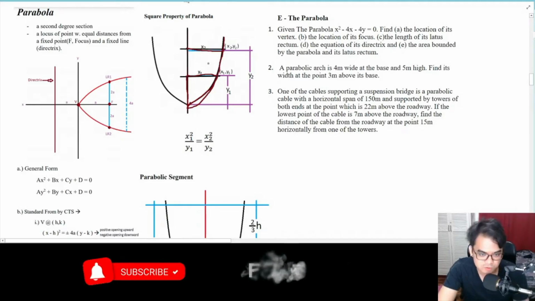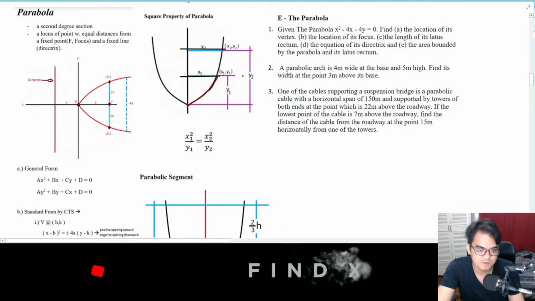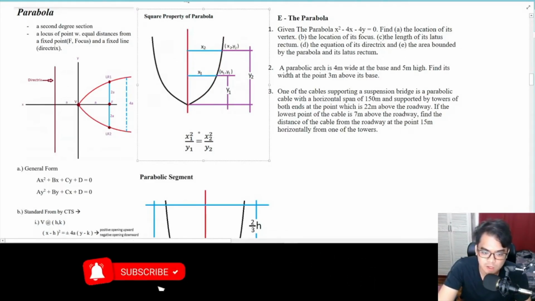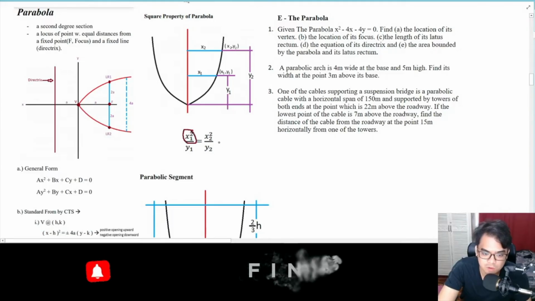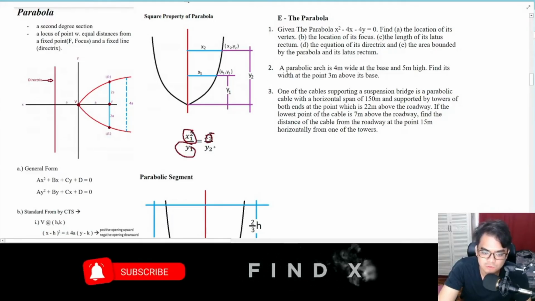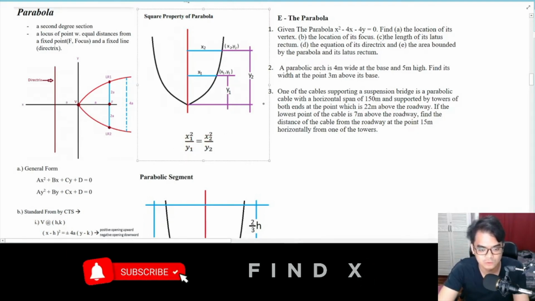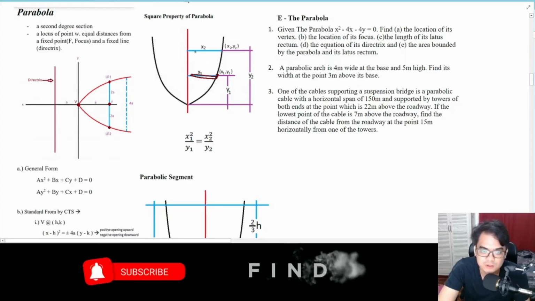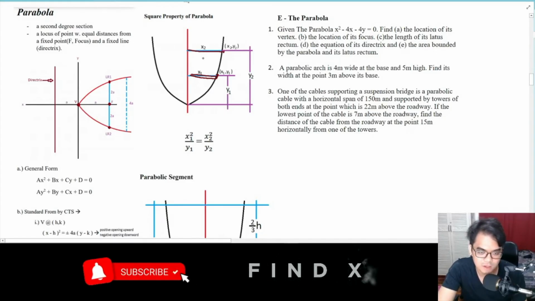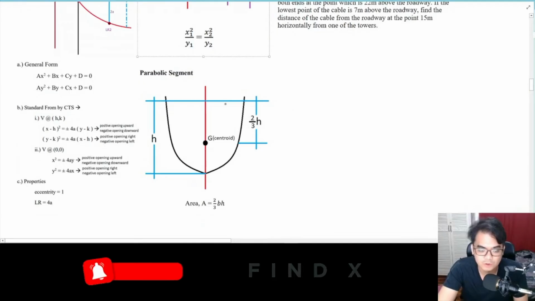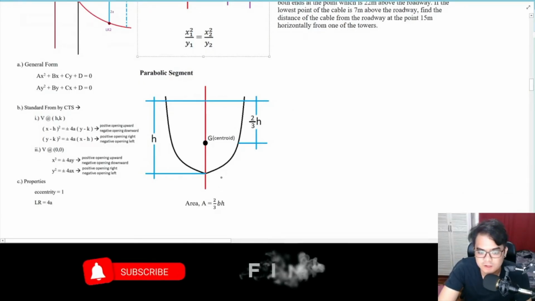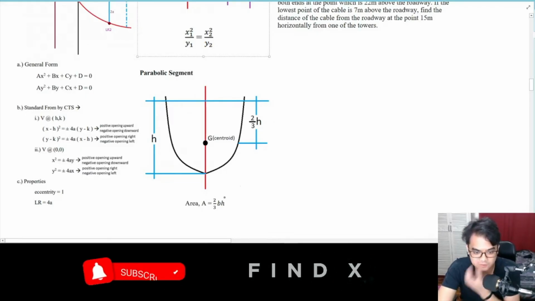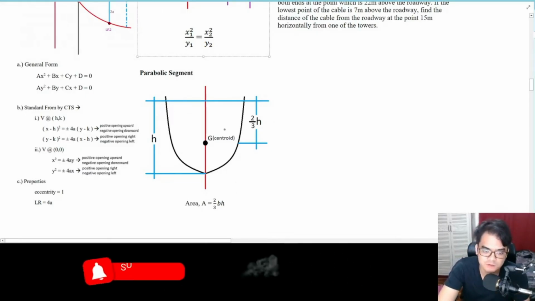The relationship between them is given by the square property of parabola: x1 squared over y1 is equal to x2 squared over y2. X will be the width, and y will be the height of the parabolas. We also have the parabolic segment. The area of a parabolic segment, let's say that this is a parabola, is just equal to 2/3 bh. That's it.